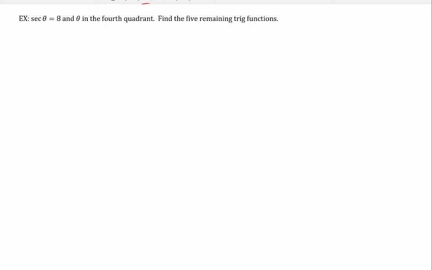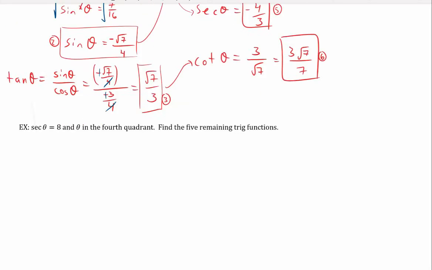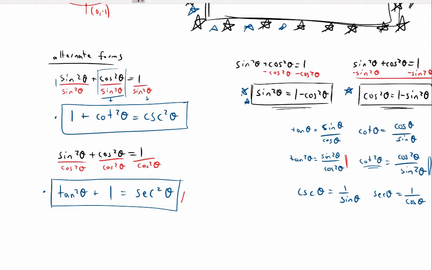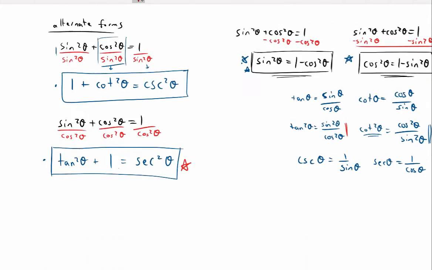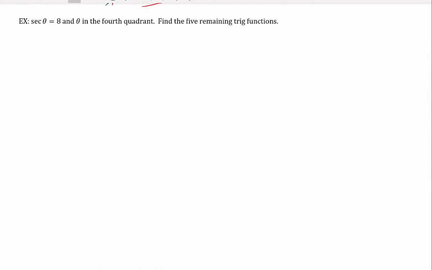There is only one form of the Pythagorean identity that we learned that involves the secant function. That form is this one right here: tangent squared plus 1 equals secant squared. So if we know tangent squared plus 1 equals secant squared, then we can just substitute, solve for tangent, and go from there. It's a little bit trickier here to reverse engineer sine and cosine, so let's follow that carefully. We know that secant is 8.